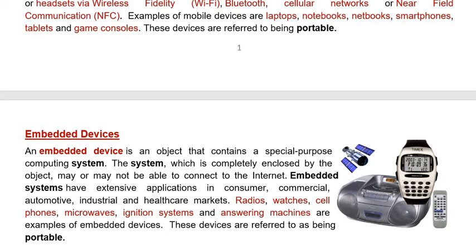Radios, watches, cell phones, microwaves, ignition systems, and answering machines are examples of embedded devices. These devices are referred to as being portable. And on your right, you can see some pictures of embedded devices.